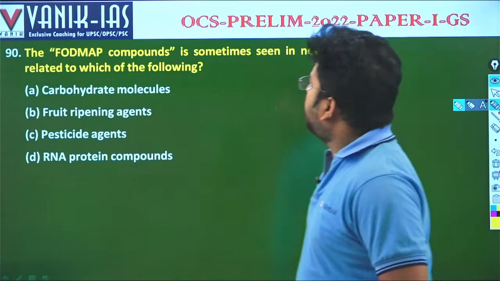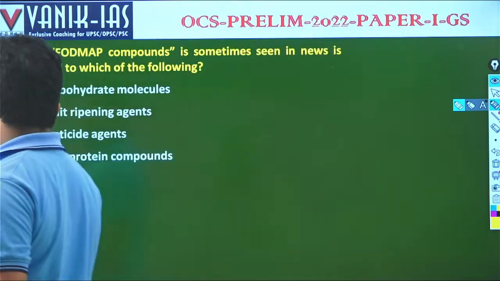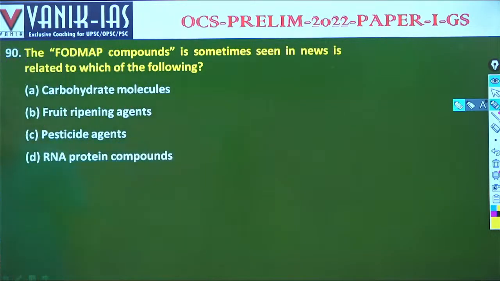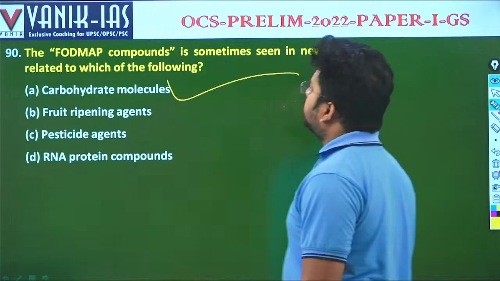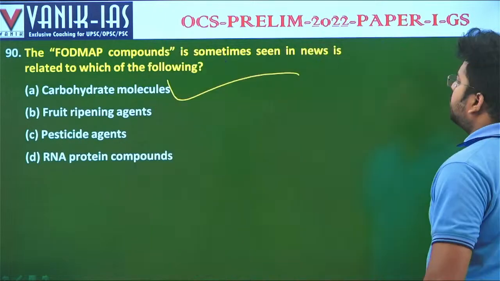The FODMAP compounds are sometimes seen in the news related to which of the following? FODMAP compounds, sometimes in the news, are related to carbohydrate molecules. Okay, carbohydrate molecules, they are called FODMAP compounds.